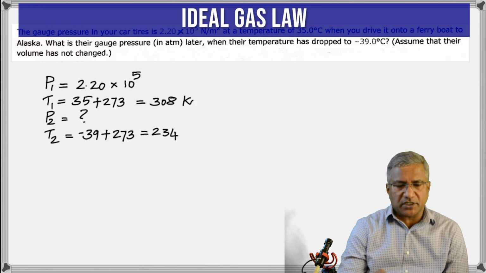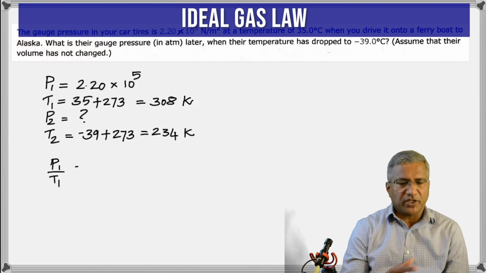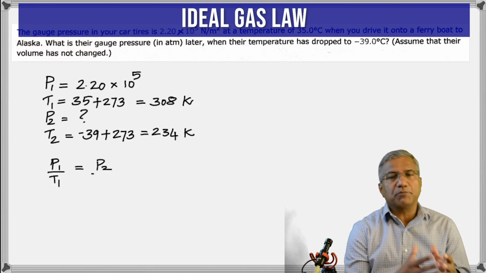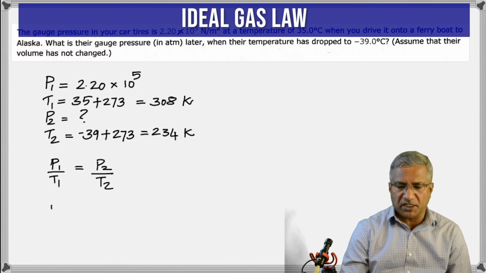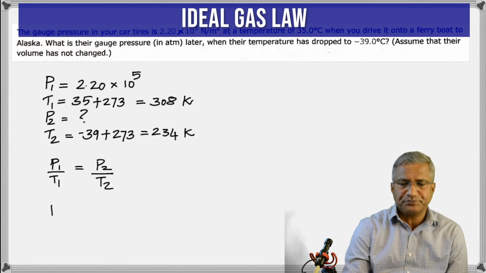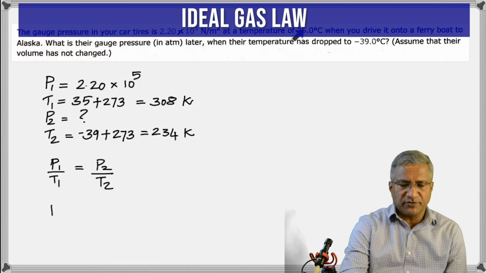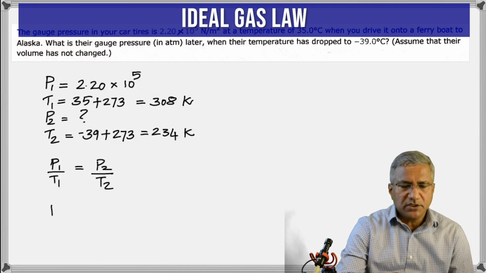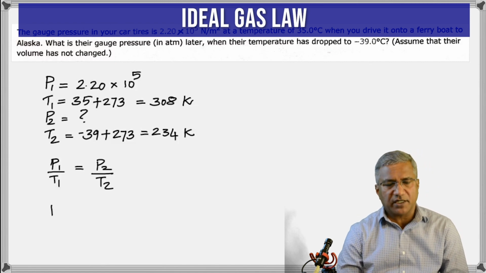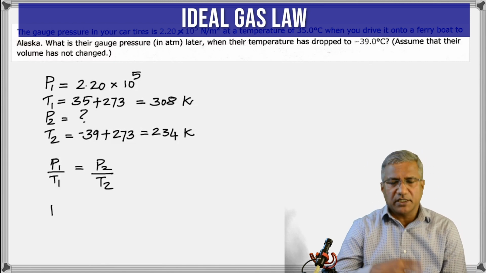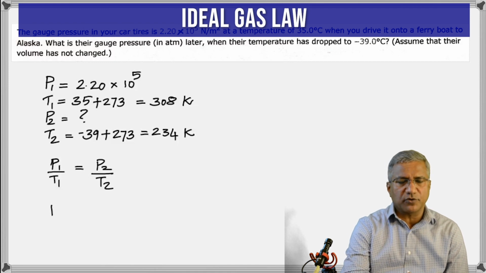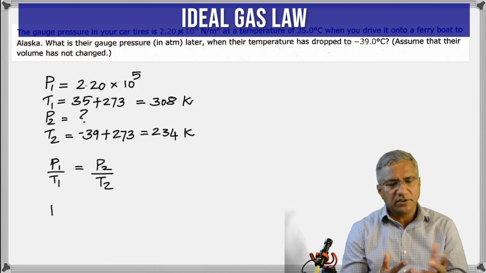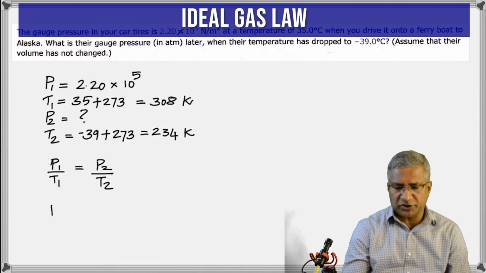Look at this. P1 is 2.20 times 10 to the 5. And then I'm like, let's use this formula. P1 by T1 is P2 by T2, right? T1 was given: 35 degrees Celsius, which is 308 Kelvin. And then the temperature drops later to negative 39 Celsius, so that's 234 Kelvin. So you have the two temperatures, and you're asked to find the pressure, P2.